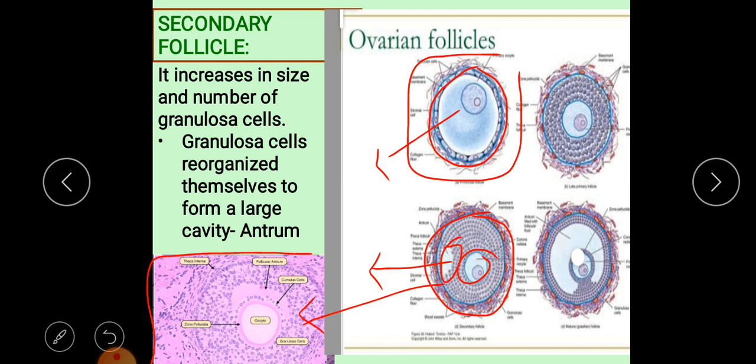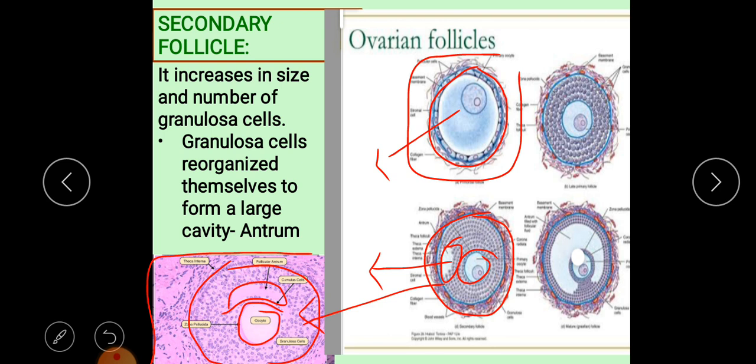Here you will see the oocyte formation, that is the primary oocyte, and also this very small space, that is the antrum space, which is filled with fluid in a cavity. And also at the edge you can see the granulosa cells development, and the thecal layer formation also you will observe. So this is how the secondary follicle development takes place.